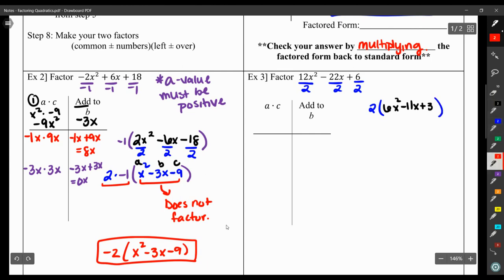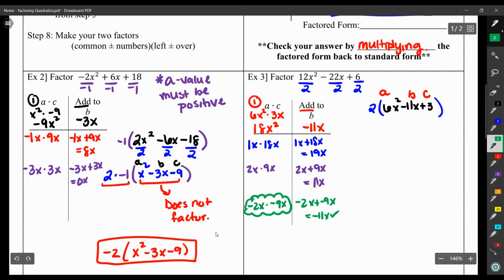Now we can start our factoring process. A, B, and C. So we're going to multiply A and C together. So 6x squared times 3 gives us 18x squared. And I need to find the numbers that multiply to 18x squared, but will add to be -11x. Pause the video to try to find your two numbers that multiply to 18x squared and add up to -11x. And you should have come up with a -2x and a -9x.